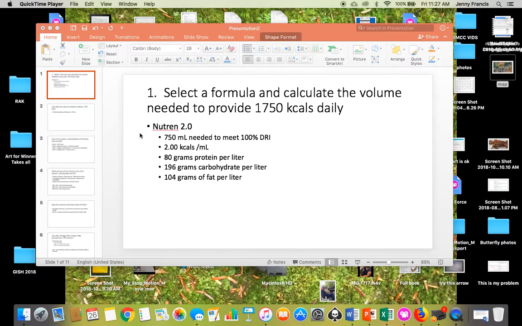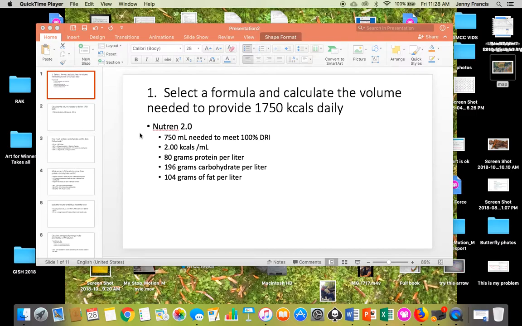So if you follow along with me, and you look at Nutren 2.0 in the Appendix G1, you'll see that it says you need 750 milliliters to meet 100% of the DRI, that it has 2 calories per milliliter, and that it provides 80 grams of protein per liter, 196 grams of carbohydrate per liter, and 104 grams of fat per liter. So take a moment now to look at that chart and just make sure you see where I'm getting that information and make sure you see what that information would be for the formula that you are using.